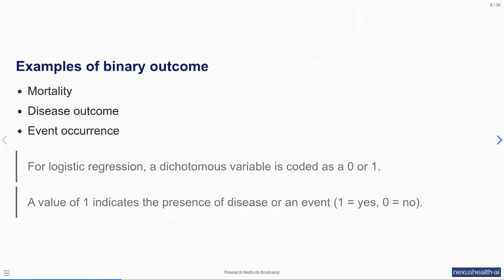So in logistic regression, the dichotomous outcome variable is coded as a 0 or 1, and the value of 1 indicates the presence of that disease or event or mortality. So 1 is yes and 0 is no. So we need to bear this in mind, that this is how the outcome variable in logistic regression is coded. It's 1 or 0, 1 indicating the presence and 0 indicating the absence. There are no in-between values. Certainly the outcome variable is not like Schrodinger's cat, which is neither alive nor dead.